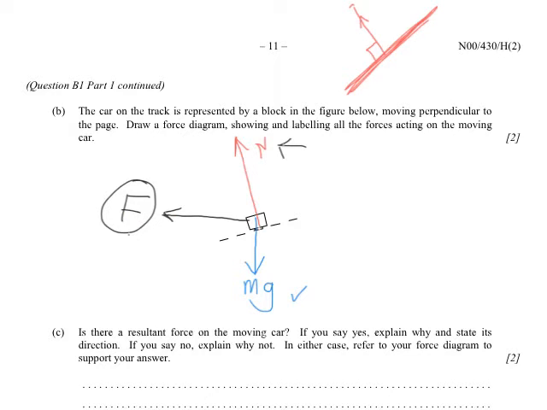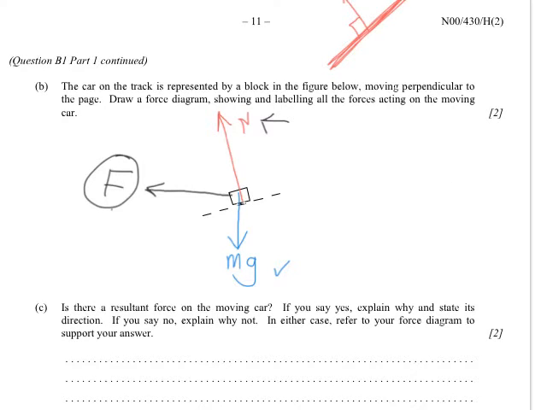Okay, so the next question. Is there a resultant force on the moving car? If you say yes, explain why and state the direction. If you say no, explain why not. In either case, refer to your force diagram. So what they're kind of asking for you indirectly is, where is this resultant force? And that's if you think there is one. Now, how do we know there is one? Because we're accelerating. We said in the previous question that the car was accelerating towards the center. And if it's accelerating, because acceleration is proportional to force, then there must also be a force towards the center.